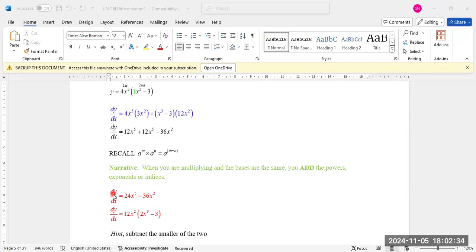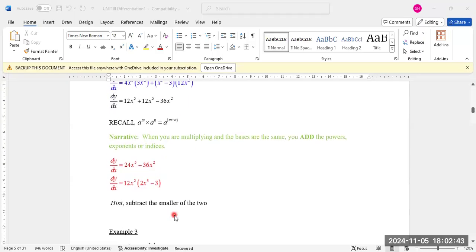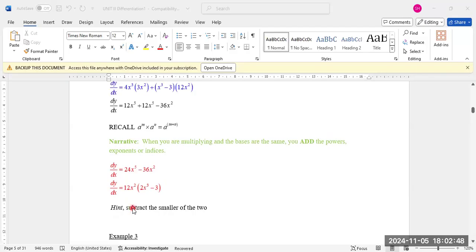Hint, subtract the smaller... no, you can factor out the smaller of the two. This is not subtract. I must have been sleeping. It's going to be a factor, the smaller of the two. You recognize that x squared is smaller than x to the 5th? Yes, sir. Always factor out the smaller of the two. So you're going to factor the smaller of the two. Am I clear there now? Do you understand better now what to do? Yes, sir.